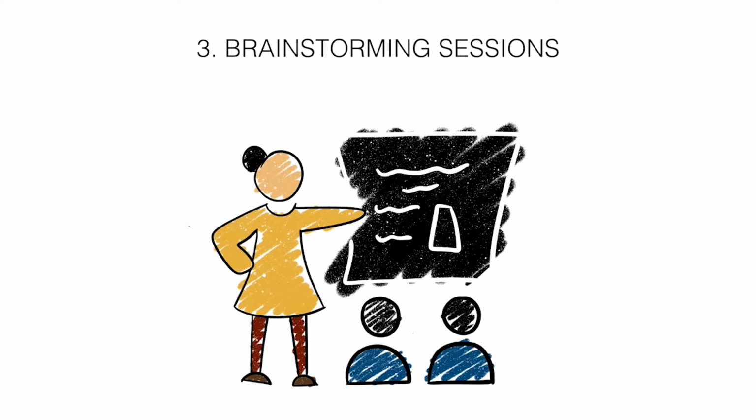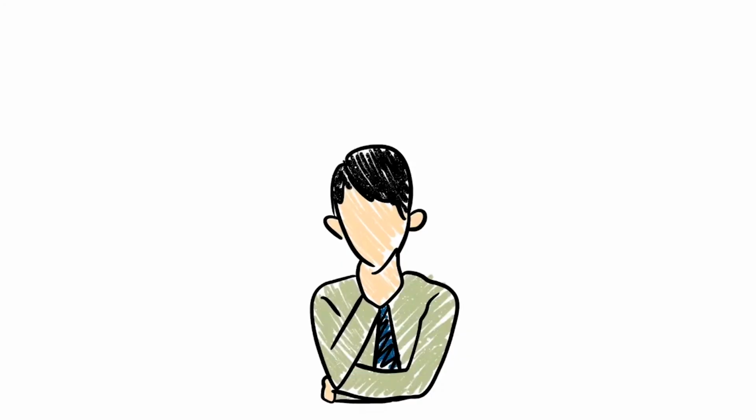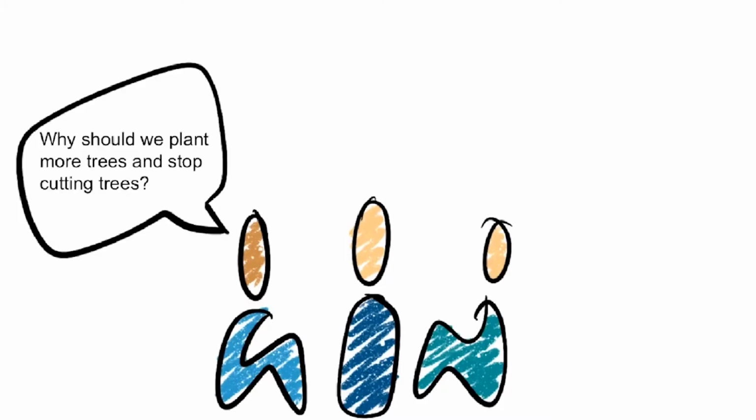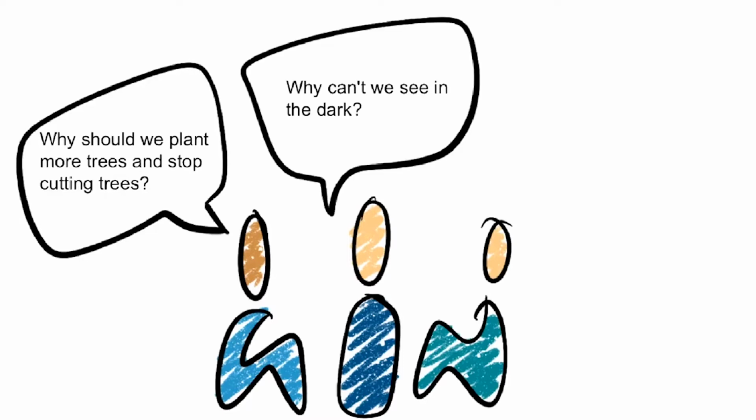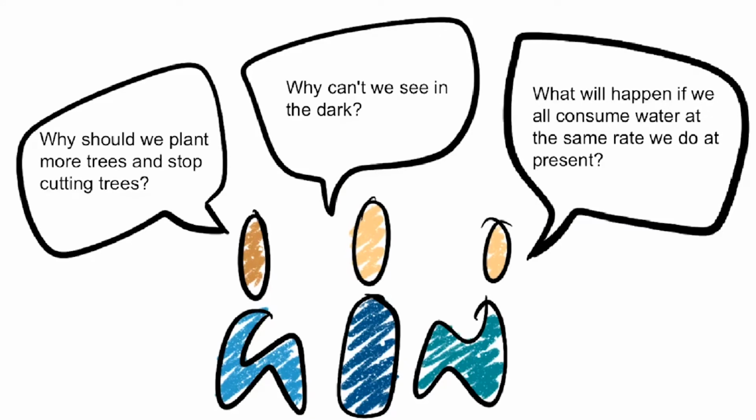As a guiding instructor, a teacher should conduct in-class brainstorming sessions to encourage students to share their opinions and ideas. Pose thought-provoking questions to them, encouraging them to think about them and have discussions with each other. Examples of such questions could be, why should we continue to plant trees and stop cutting them? Why can't we see in the dark? What will happen if we continue to consume water at the same rate that we do at present?